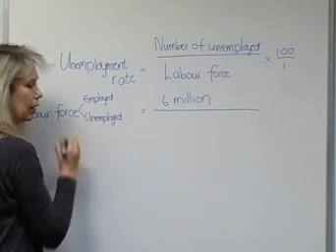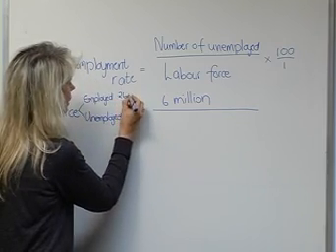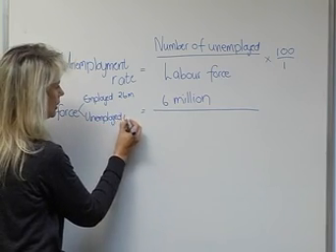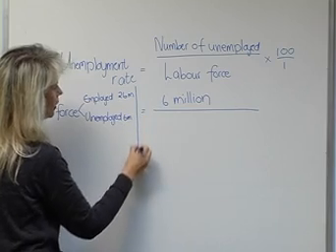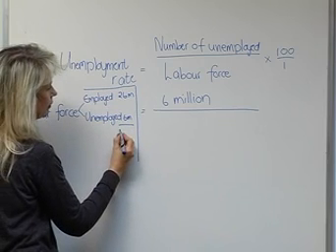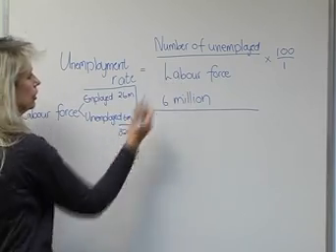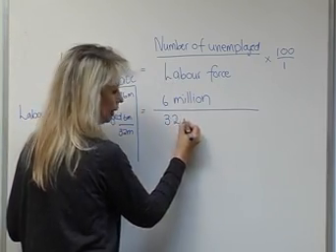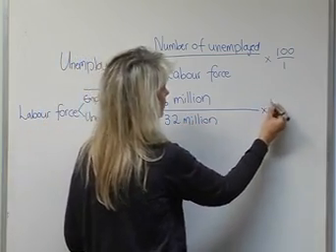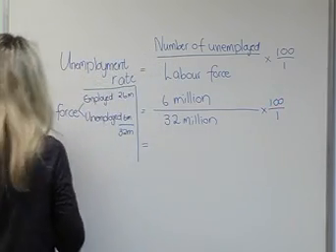So the number of employed persons is given as 26 million, and the number of unemployed persons is 6 million. I'm just going to draw a line so that we don't get confused here. So if we add those two together, it gives you 32 million. So now we know the labor force is 32 million times 100 over 1. So now it's easy. We can just do the calculation.